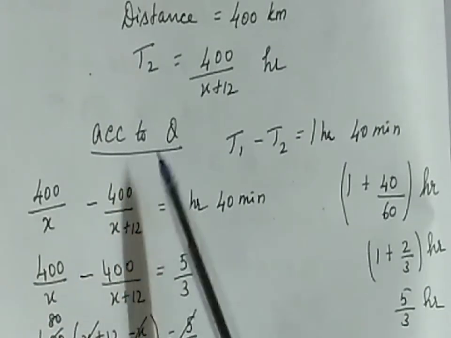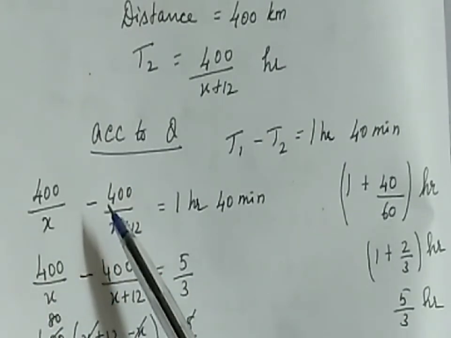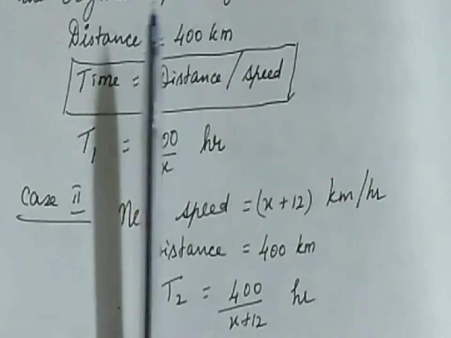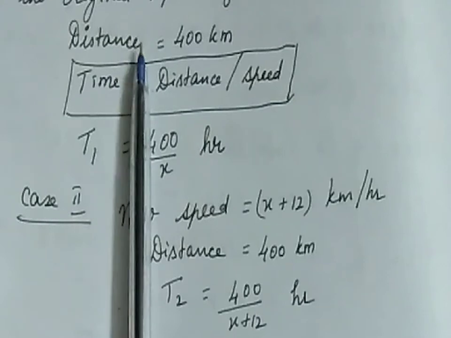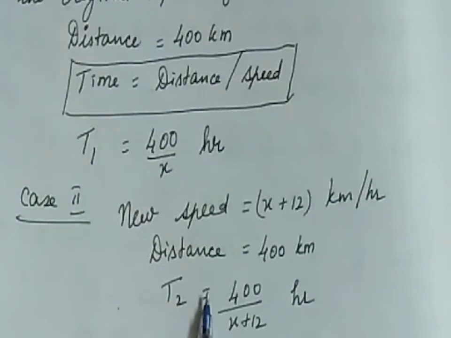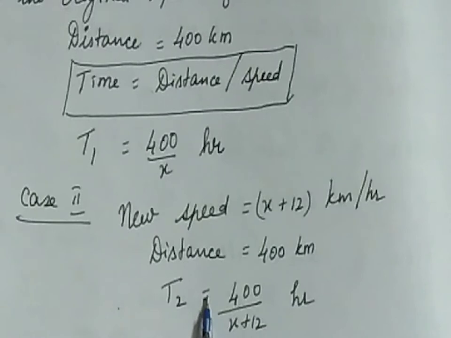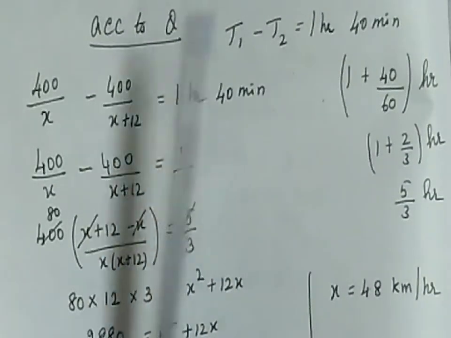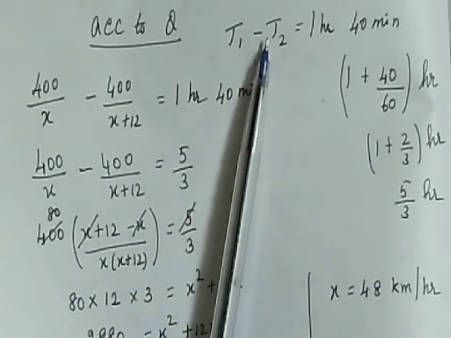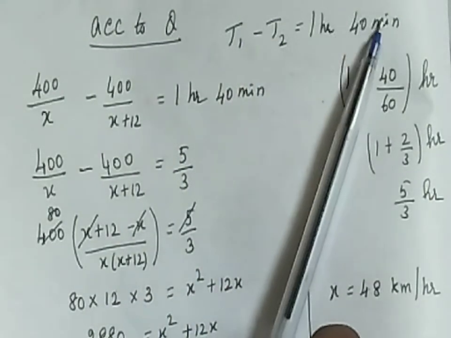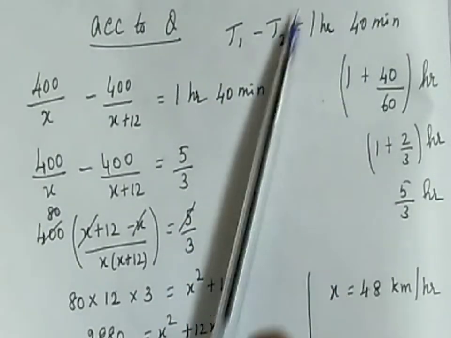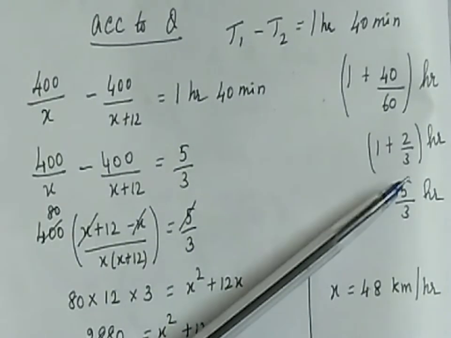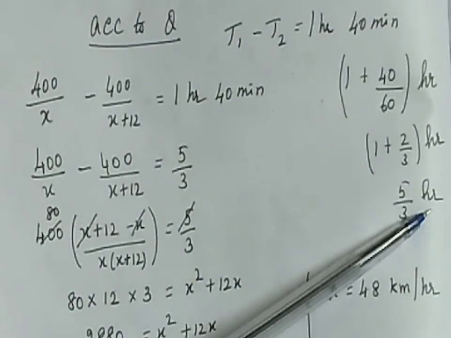Now, what is the condition given in the question? The time taken in the first case is more than the second one. How much more? 1 hour 40 minutes. So, you will write T1 minus T2 is equal to 1 hour 40 minutes. Now, convert this 1 hour 40 minutes into hours. That you will get 5 upon 3 hours.